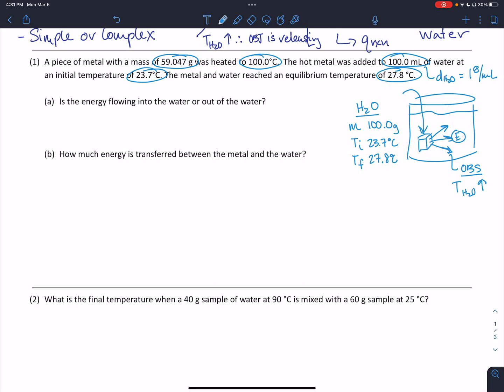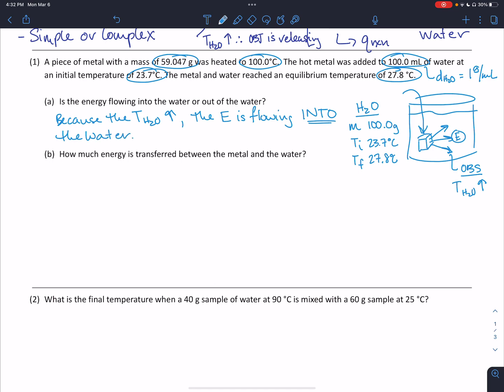Now, the first question is, is energy flowing into the water or out? As I said, because the temperature of H2O increases, the energy is flowing into the water. If the temperature of water went down, then we would know that energy is flowing out of the water. So remember, the direction of the temperature change is going to be what tells us which way energy is flowing. The next question then is, how much energy is being transferred?